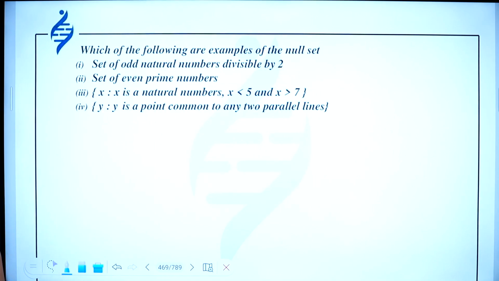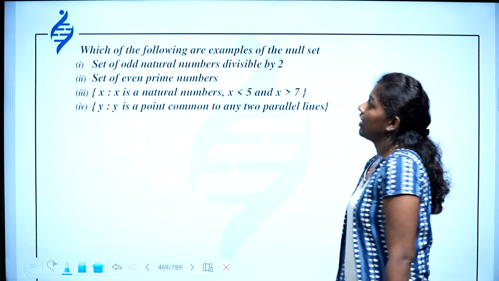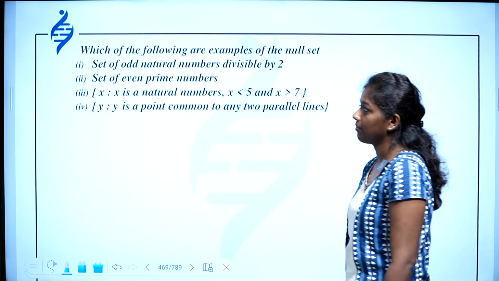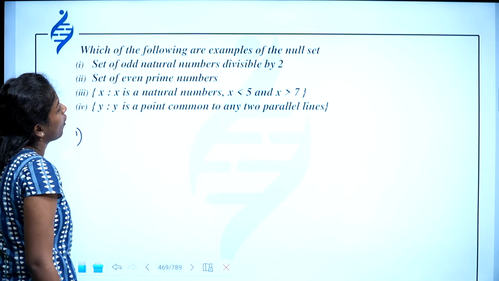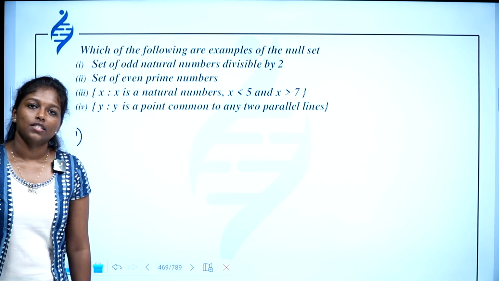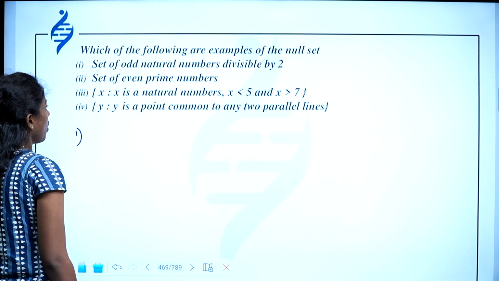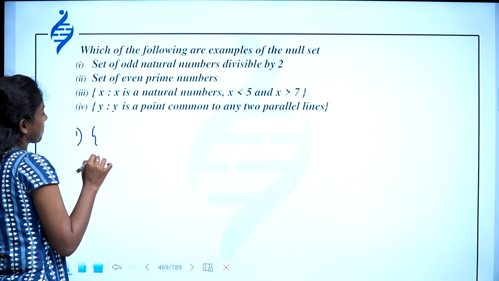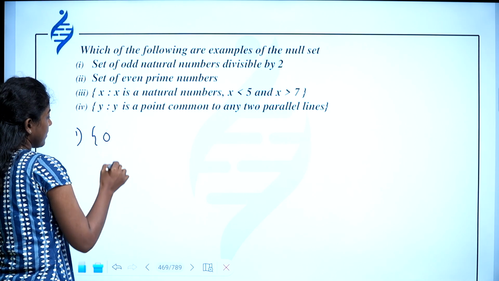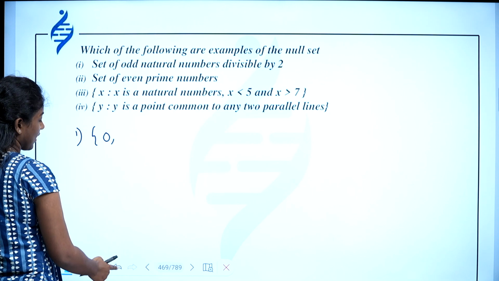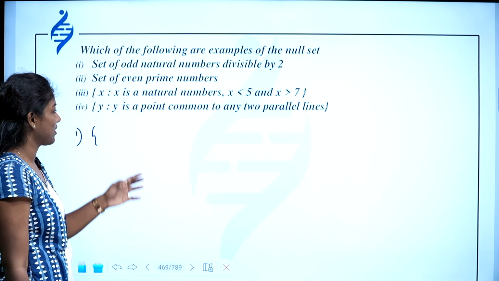Then which of the following are examples of the null set? See, you can check. You can write the roster form. That's easier. So first I am writing the roster form of this set. Set of odd natural numbers divisible by 2. So which are the odd natural numbers divisible by 2? 0 is divisible by 2, but 0 is not a natural number, so we cannot take 0.